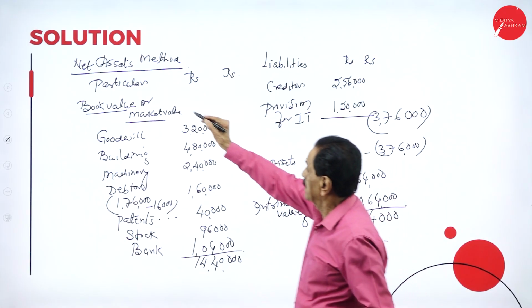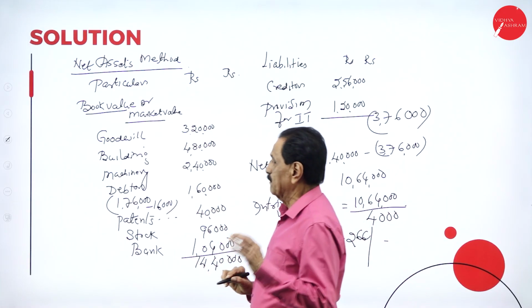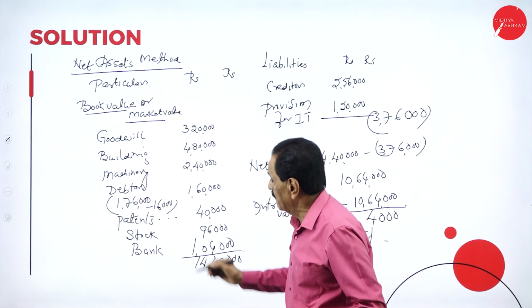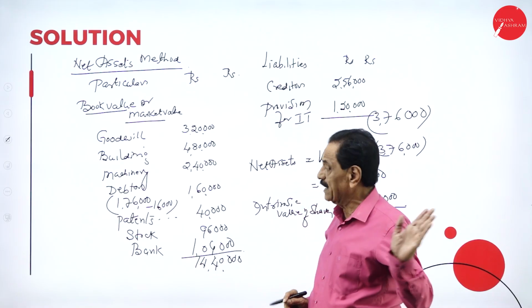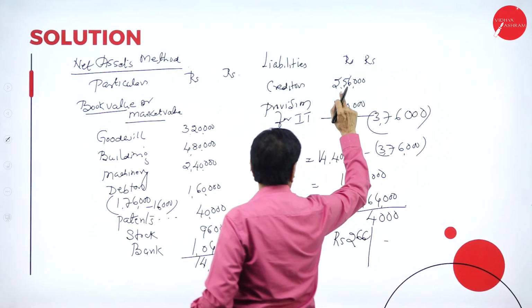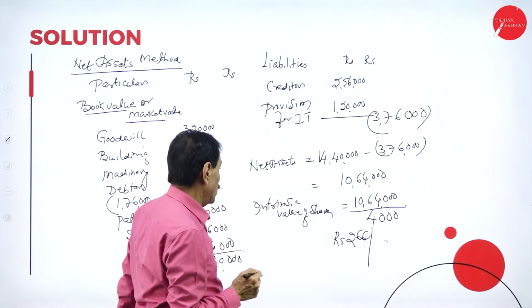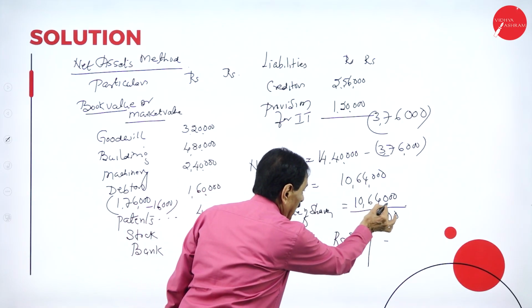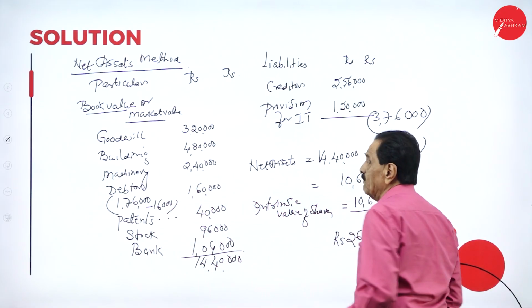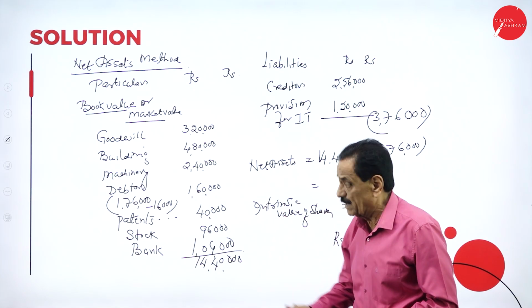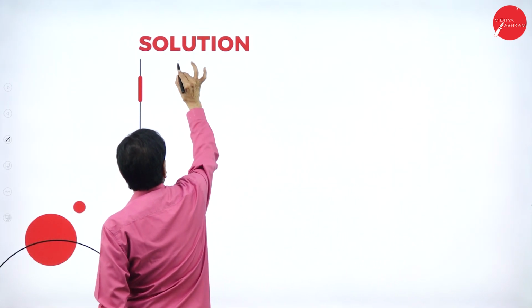How is the procedure? Net asset method. Book value or market value is taken. If the market value is not given, we take the book value itself, except preliminary expense, which is not considered as an asset. Then liabilities are deducted. Net asset is 10,64,000, divided by 4,000 gives 266. This goes in favor of the net asset method. Now we'll go with the yield method, the profit method.